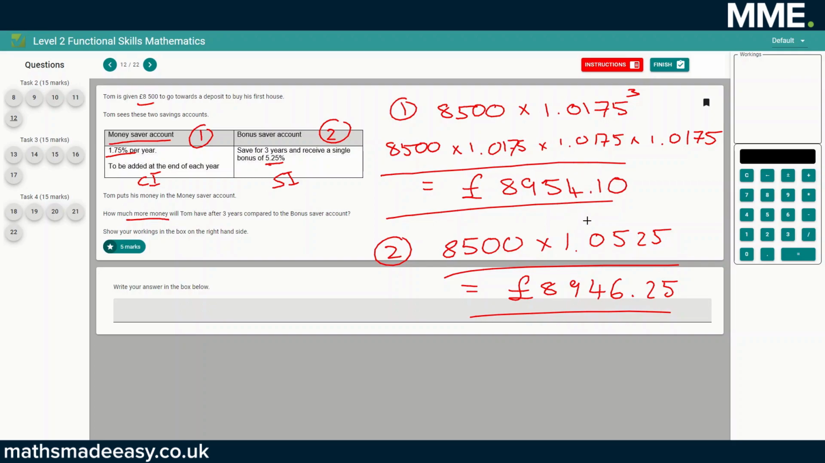So we can clearly see that the money saver account returns a higher yield for the investment, but the question's asking how much more money will Tom receive after the 3 years. So what we're looking for is the difference between the money saver account and the bonus saver account, which is simply subtracting the second value from the first, which when you put into a calculator comes out as 7.85 or £7.85, which is our final answer.